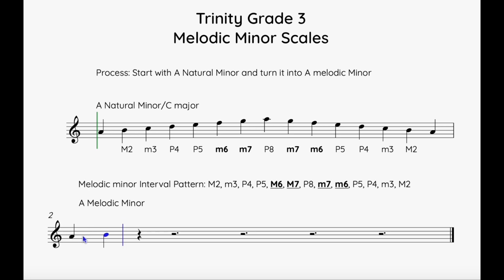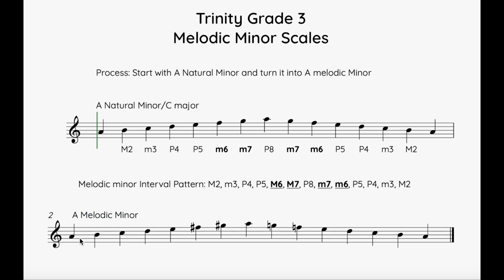Just to reinforce that, let me draw this. We've got A, B, C, D, E, F, G, up to A, and then descending G, F, E, D, C, B, A. Using the C major key signature, there it is. It doesn't have any sharps or flats, so that's easy. So all I've got to do is come along and raise the 6th, raise the 7th, and voila, there is a melodic minor.